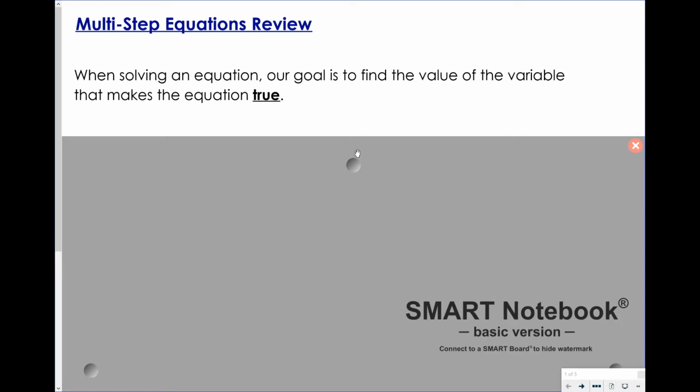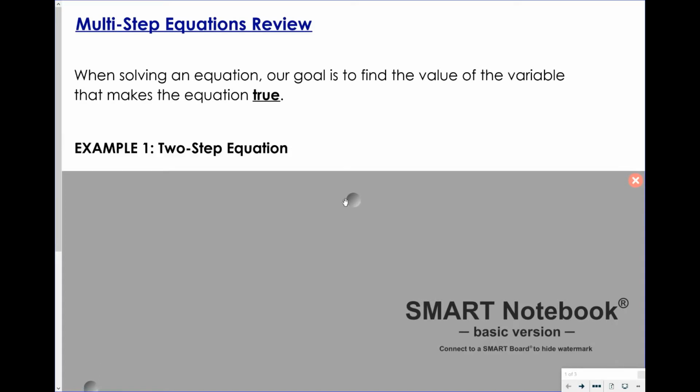Because if our equation is not true, then we have done something incorrect. If our numbers don't match up with each other when we check back our work, then we have done something wrong. Ladies and gentlemen, we have done something wrong. Okay, so let's see what we have first.